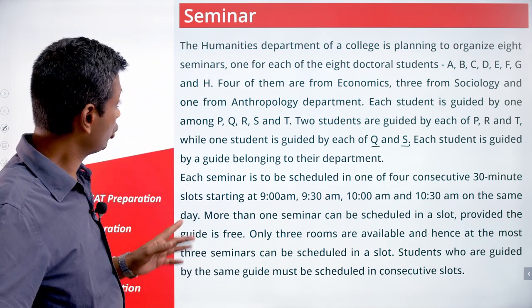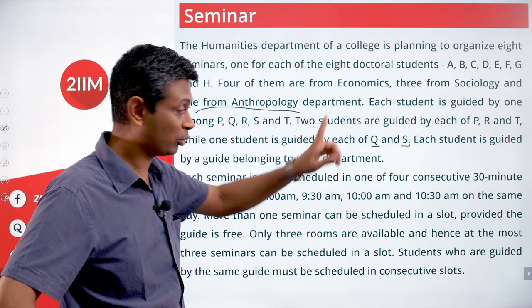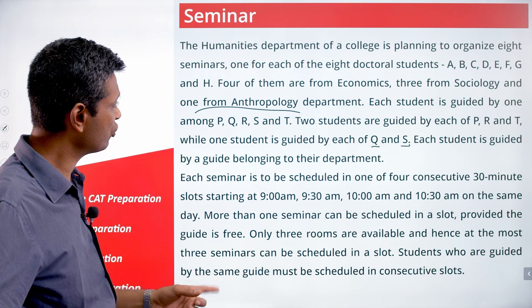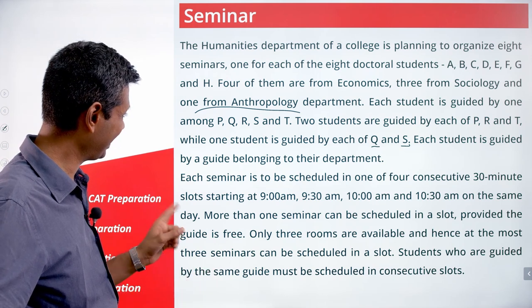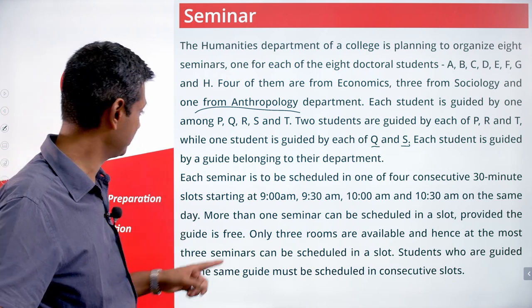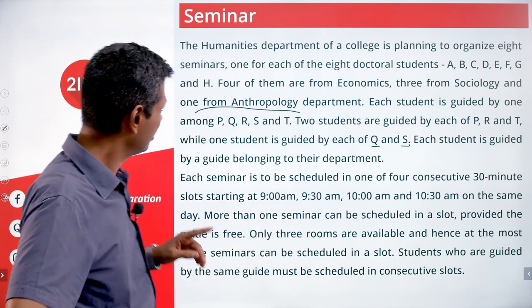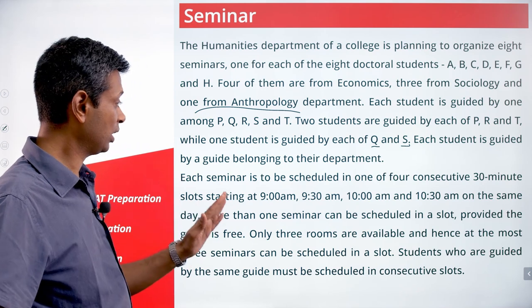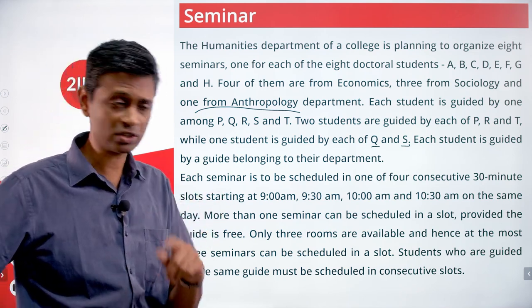And I think, anthropology, 1 from anthropology. Each seminar is to be scheduled in 1 of 4 consecutive 30-minute slots, starting at 9, 9:30, 10 and 10:30. 4 slots. We have 8 students. Let's read this. More than 1 seminar can be scheduled in a slot, luckily, provided the guide is free, obviously.